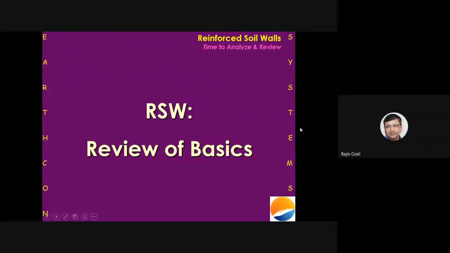Okay, so that's the first section of the presentation, wherein we discussed some setbacks or some failures or some bad practices which we have had. For the benefit of my friends from structural engineering, I would like to review some basics of reinforced soil walls. Just 10 minutes, which will give you an idea. You will be able to appreciate better the solutions which we are going to propose.